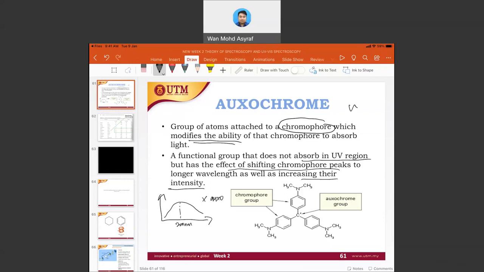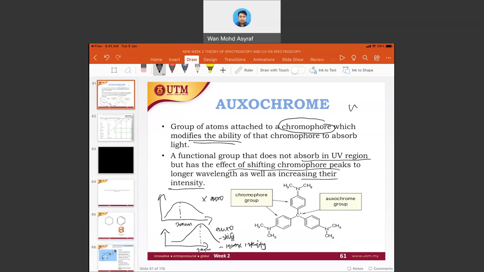So if it is with an auxochrome, you should expect a shift of the wavelength, and then you should expect increased intensity. Okay, so basically it will look like something like that. So maybe at 300 nanometer with increased intensity, and also a shift to a much longer wavelength.